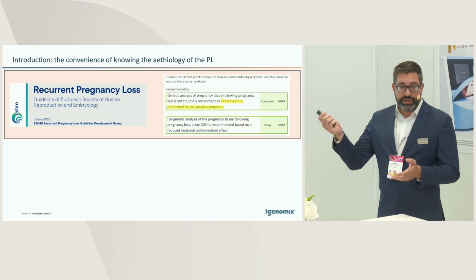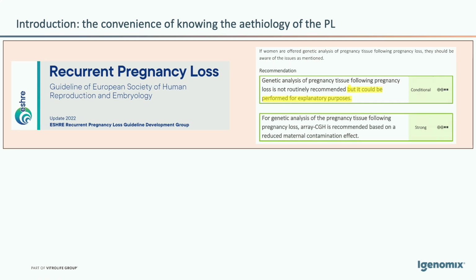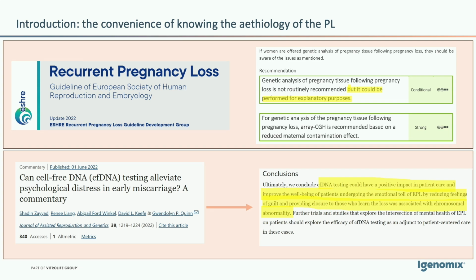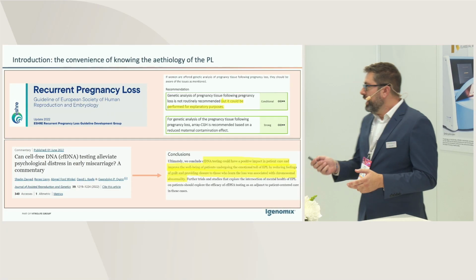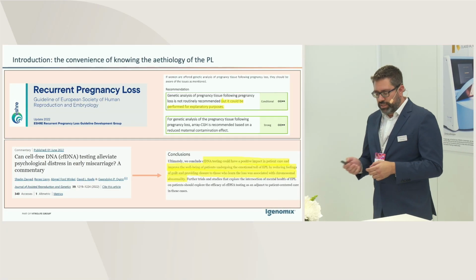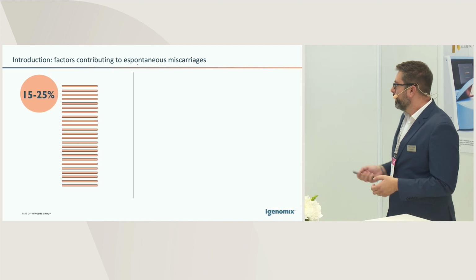But it is true that this specific guideline states that testing could be done for explanatory purposes. And it makes a lot of sense because, whenever it's well described, you can find a lot of scientific literature regarding how beneficial it is to find out the etiology of these pregnancy losses, helping to alleviate the psychological distress that these couples have, and helping them to have a proper closure.